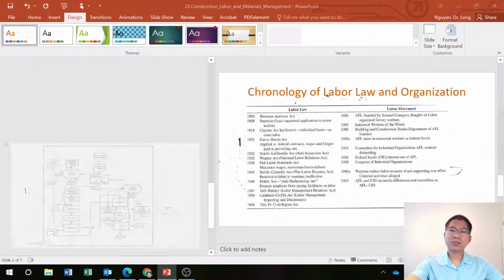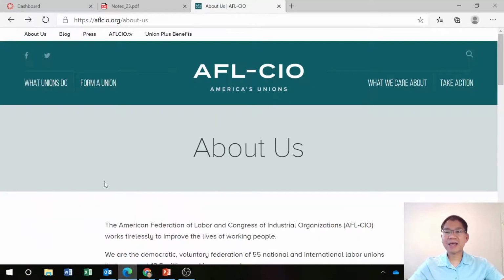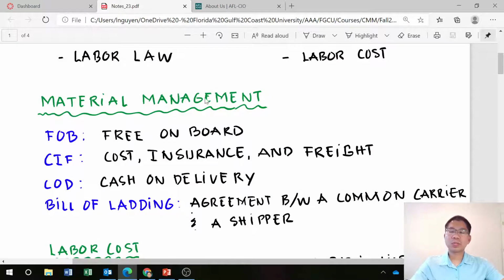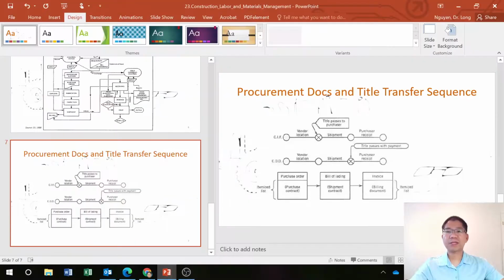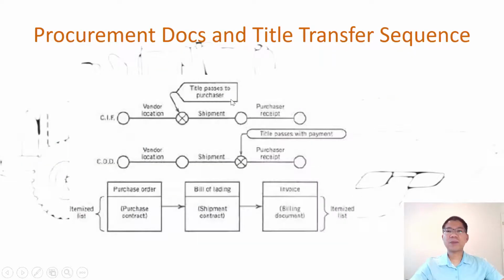And like I said, several terms that we have talked about in the note. Let me go back to here before we get to the last slide and go to problem 2. Free on board, FOB; CIF, cost, insurance and freight; COD, cash on delivery; and bill of lading, an agreement between a common carrier and the shipper. So let's go back to these slides so that we have all of that terminology.